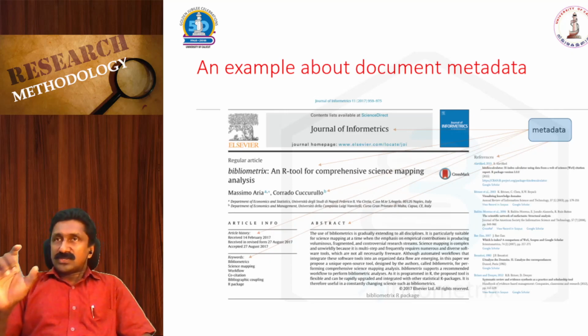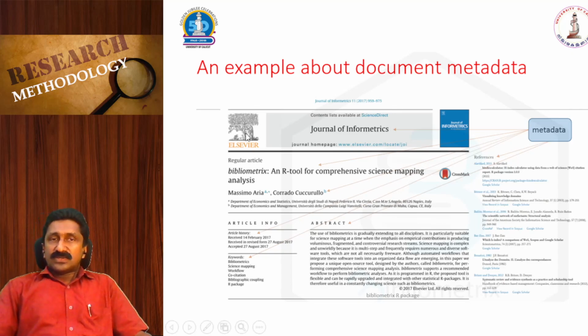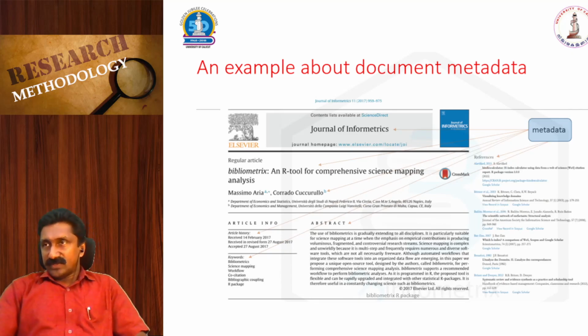So coming to the part of metadata in an article, this is the last slide. This is a reference paper, for example. The metadata may represent the journal name, the title of the paper, the author name, when it is published, where it is published, accepted date, published date, keywords of the paper, abstract of the paper. All these things constitute the metadata, which will be represented in separate fields in the database of the software.